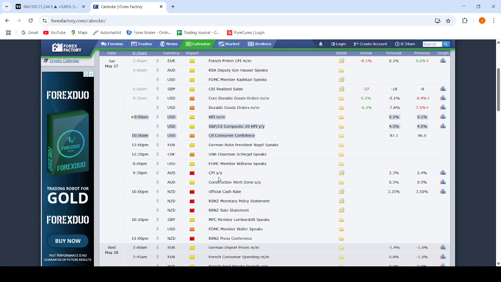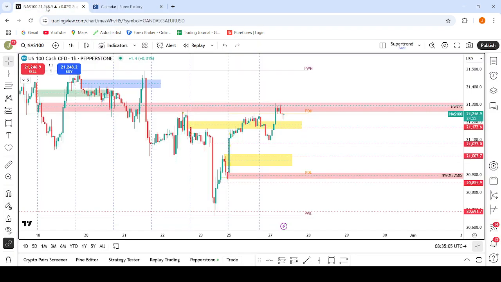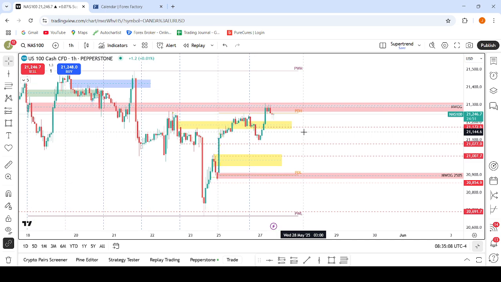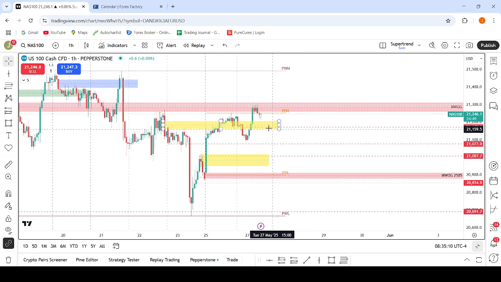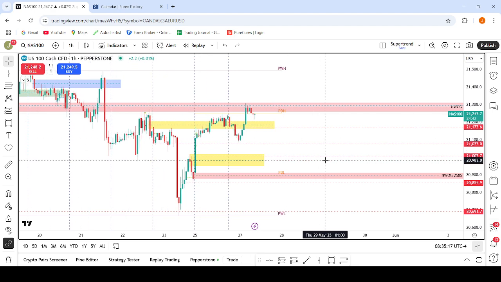So you might have your manipulation at 9:30, 10 a.m. distribution. But I'm just going to be monitoring this gap here to see what happens come 9:30. So yeah, that's it really for today.